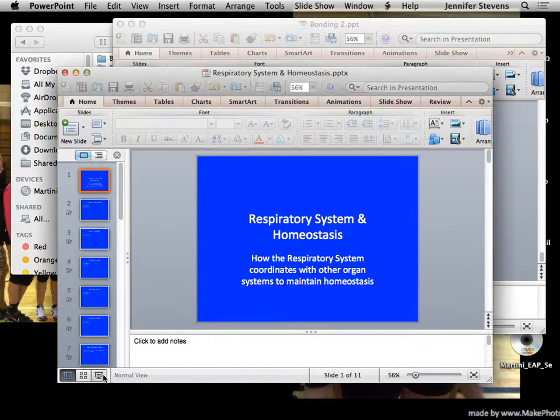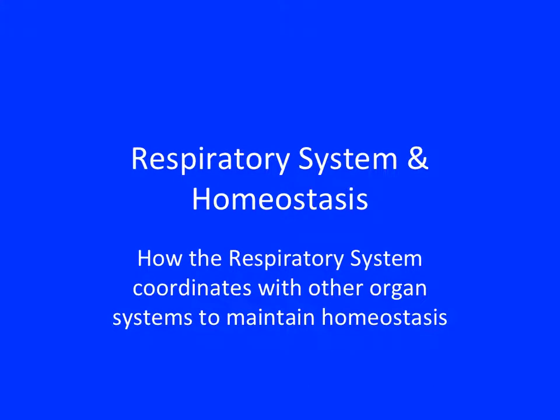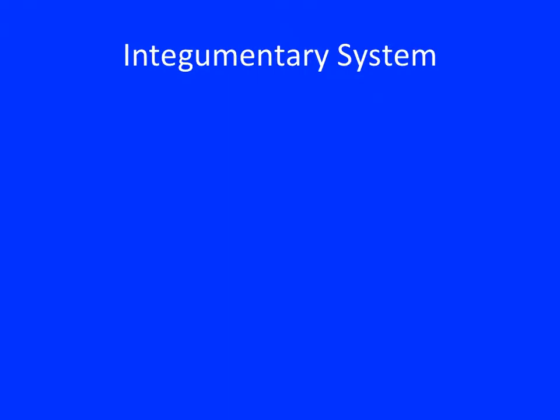Alright, so the last thing we need to do with this unit is fill out our homeostasis chart and talk about how the respiratory system helps to coordinate homeostasis. So, on the front side by your name, we're going to start first with the integumentary system. And the respiratory system provides oxygen and removes carbon dioxide.